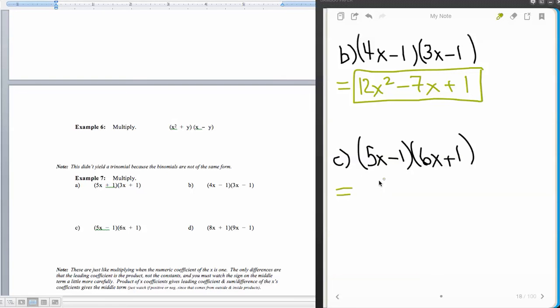So we have 5 times 6, which is 30x squared, and then we have a 6 minus 5, which is 1x, and then our last one is a negative 1, but we have to be careful on the sign. The insides are going to give us the negative 6, and the outsides give us a positive 5, and so it actually is a negative 1 in here.